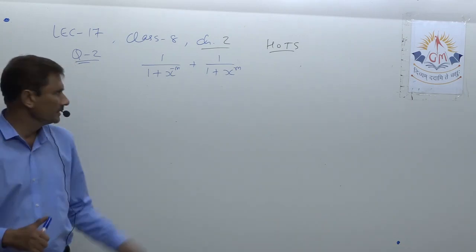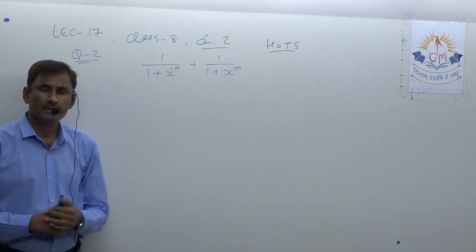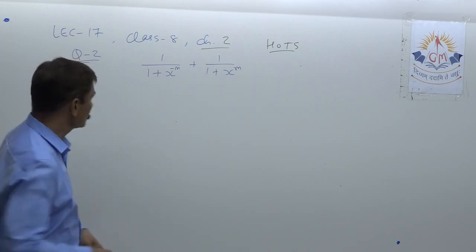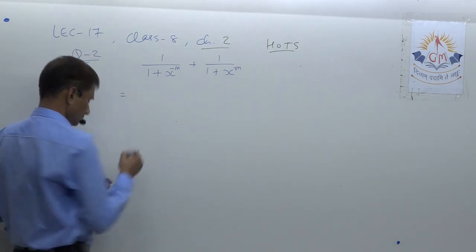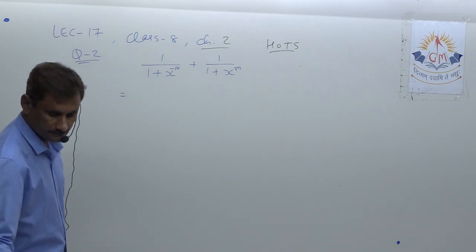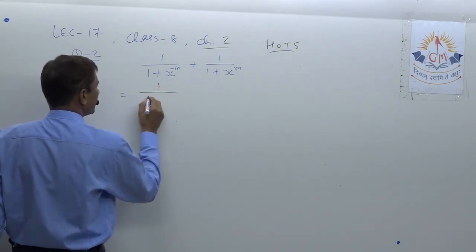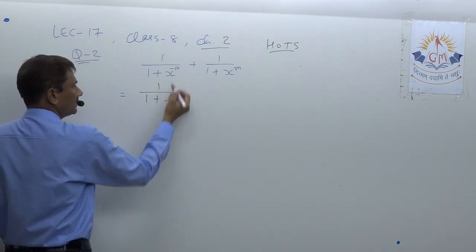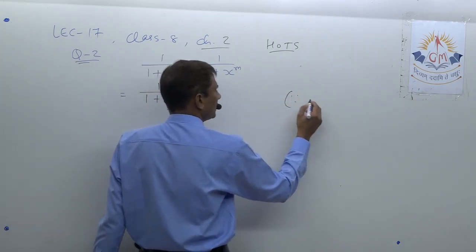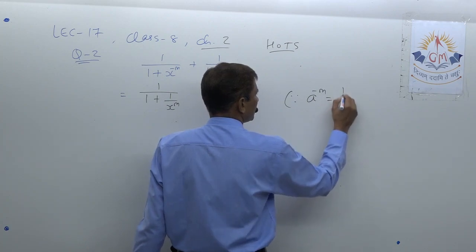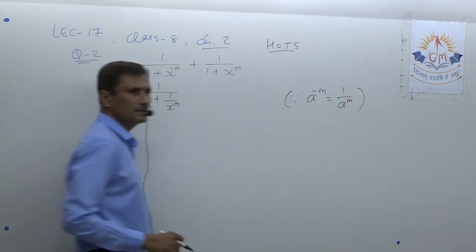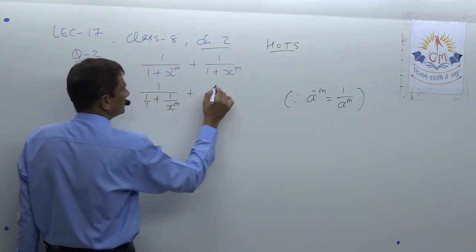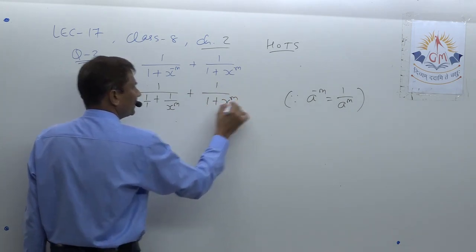First of all, here is a negative degree. So convert it into positive ones. How? By reciprocating the base. So you can write here 1 upon 1 plus 1 by x raised to m. You know a raised to minus m is equal to 1 upon a raised to m. This is the law. If you want, you can write 1 by 1 also. Now nothing to do here. It is okay.